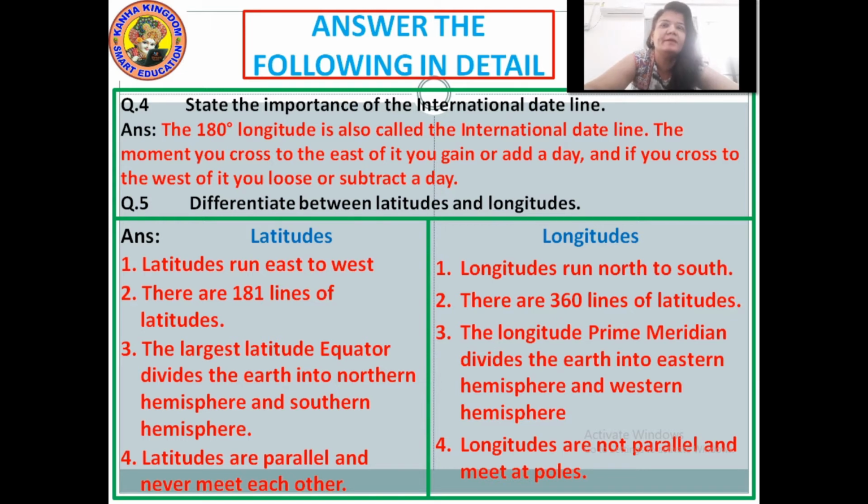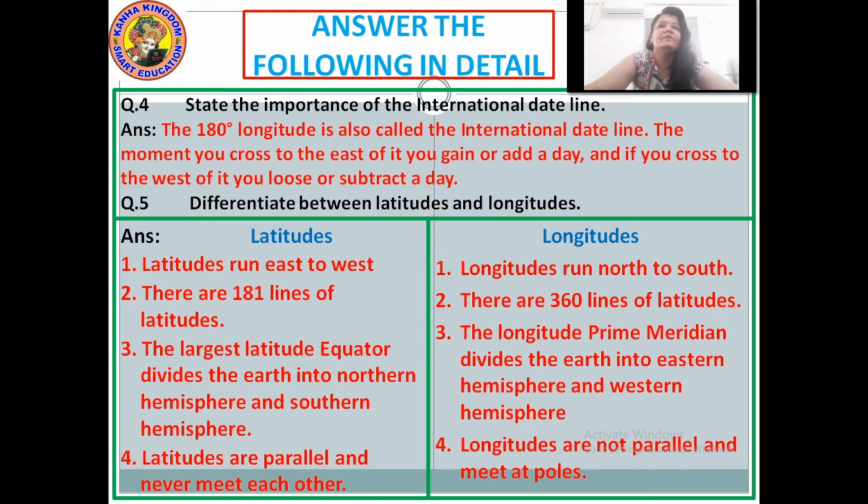Done? Continue. Now for the latitude, first point of latitude. Latitudes run east to west. Next, longitudes. Now you have to write it in the longitude column. In the longitude column you have to write longitudes run north to south. Latitudes run east to west, and longitudes run north to south.